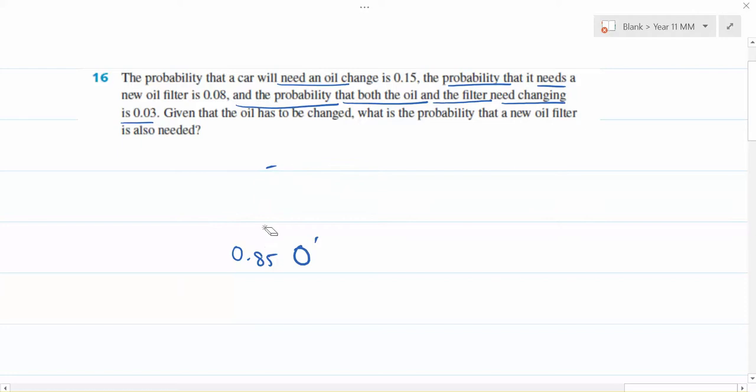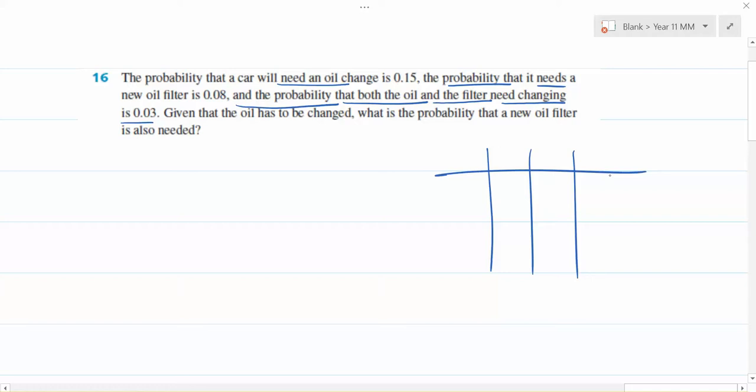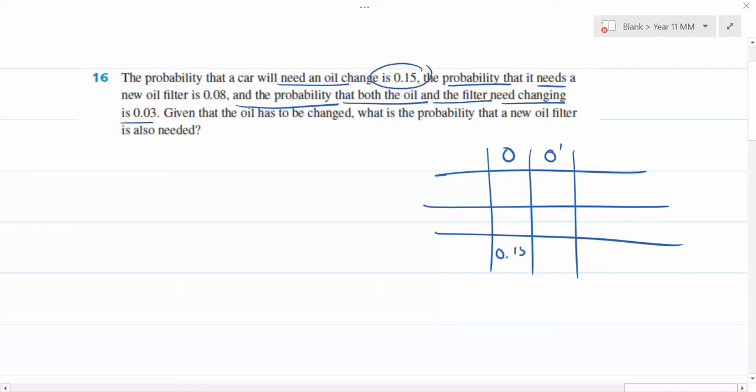All right, in this case, I'll do a cardinal map because they gave me an and question. They gave me the chances of two things occurring at the same time. So I'm going to use a cardinal map to illustrate what's going on here. I either have an oil change or I don't have an oil change. They told me the chance of getting an oil change was 15%, so that's 0.15. I know it has to be 100% in total, so this is 0.85 there.